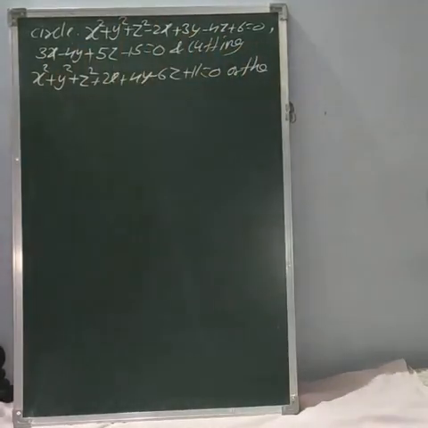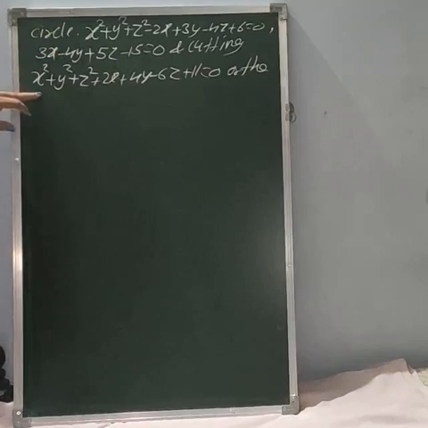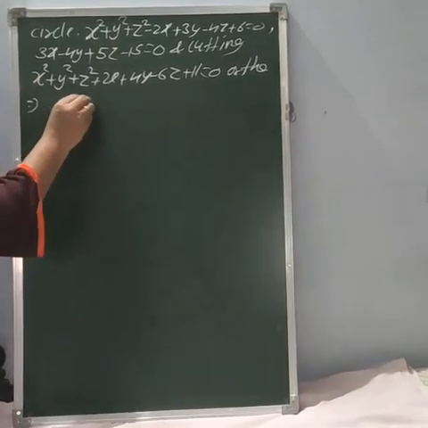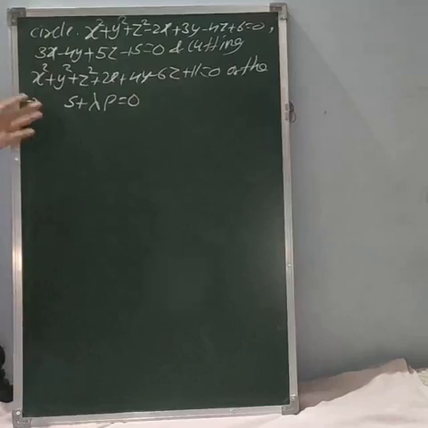orthogonally. The question is to find the equation of a sphere through the circle. This is the circle, and the condition is given: this sphere cuts orthogonally the given sphere. Now we know that the equation of a sphere through the circle is given by S plus lambda P is equal to 0. This is the form of the equation of a sphere through the circle.